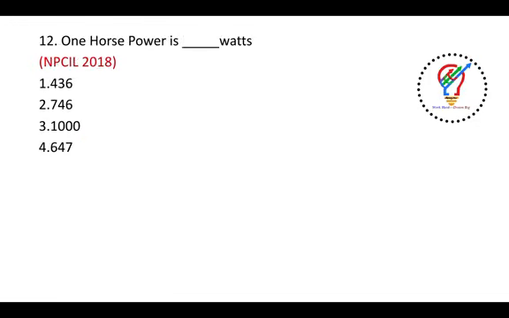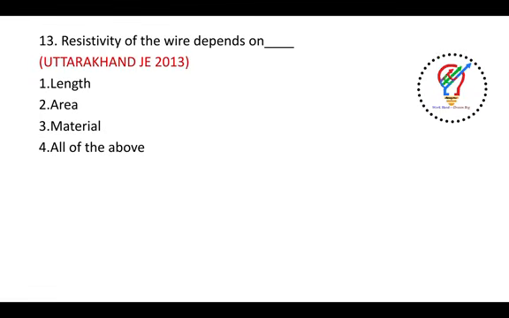Next one, 1 horsepower is equal to, so this question was asked in the NPCIL 2018. So 1 HP is equal to 746 watts here. So the answer is option 2.